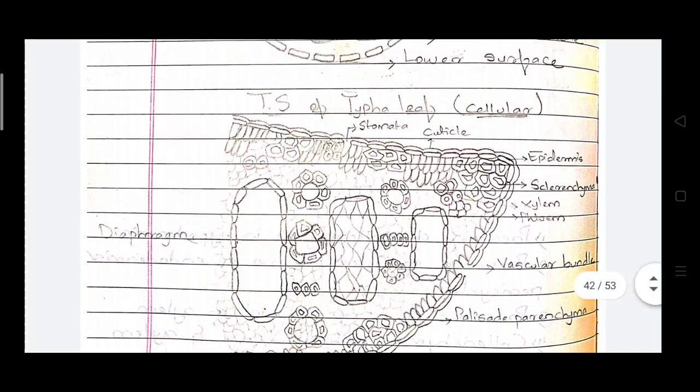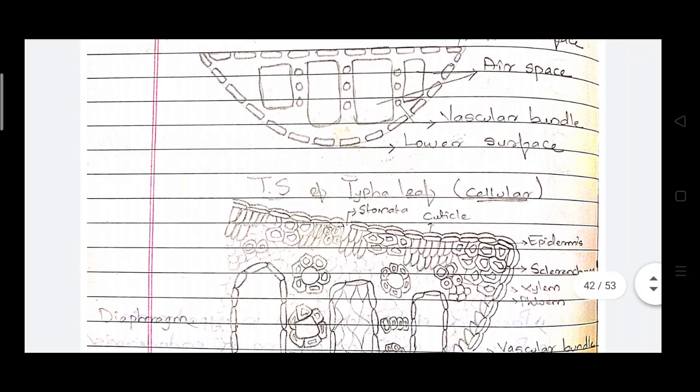So this is another example included in your syllabus for discussion of the mechanical tissue distribution in the Typha leaf.